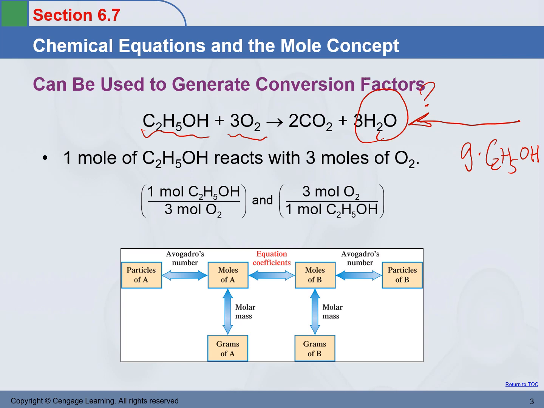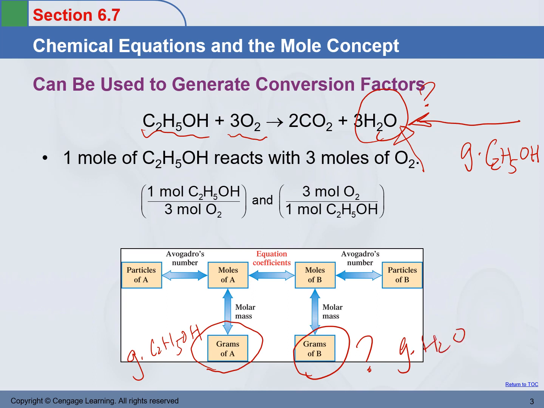Well, let's map your question to the flow chart. We know grams of something. We know grams of ethanol. The wanted information is how many grams of water will be produced, grams of something else. So that is the question, grams of water. B is water, A is ethanol. With this flow chart, we know that once you know grams of ethanol, you can calculate the moles of ethanol you have.